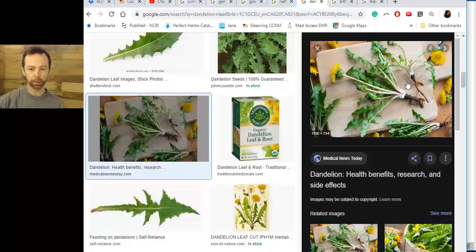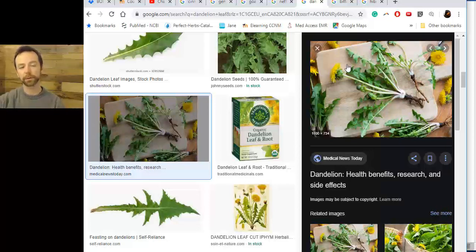Interestingly, we break these down. We don't use the stem, and we use the leaves as a leafy alternative, and we use the root as a hepatic. In TCM, they just use the whole thing, root, leaf, and stem, and flower, and they use it really as a pretty potent alternative, mostly for the liver.